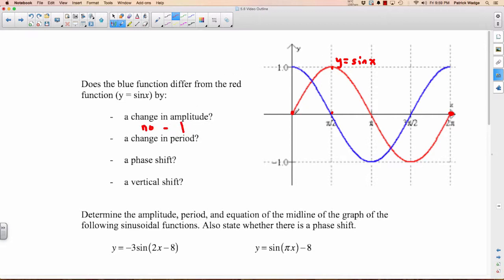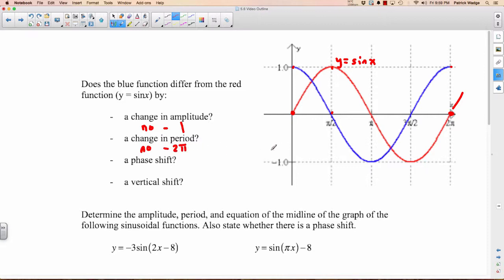How about period? Well, the red one starts here and it repeats itself once we get here, right? It keeps going up and everything. So that is 2 pi. For the blue one, if we think of it starting here, it goes down, it comes up, it's going to start going down. Oh, this is where it repeats. So again, the answer is no, the period is 2 pi.